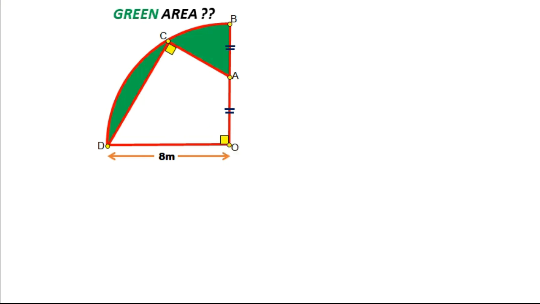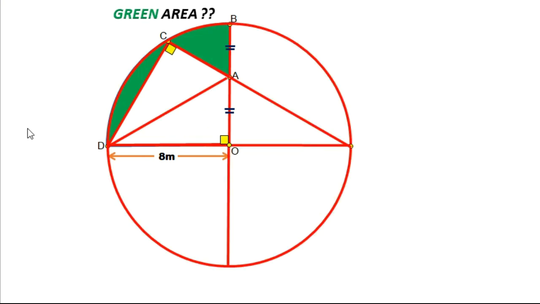So if you make this diagram a complete circle, then the center of the circle is O. So we have the points A, B, C, D, and we can let this new point here be point E. Now if you look at this, the radius of this circle from O to D is 8 meters, meaning from O to E is as well going to be 8 meters.